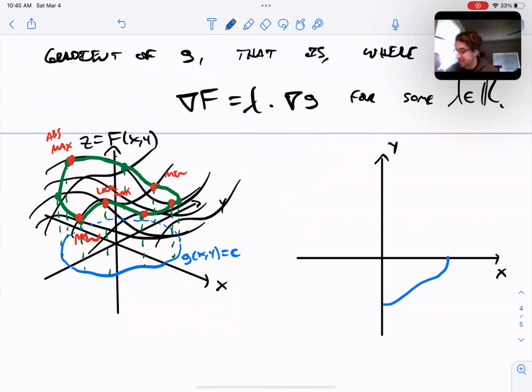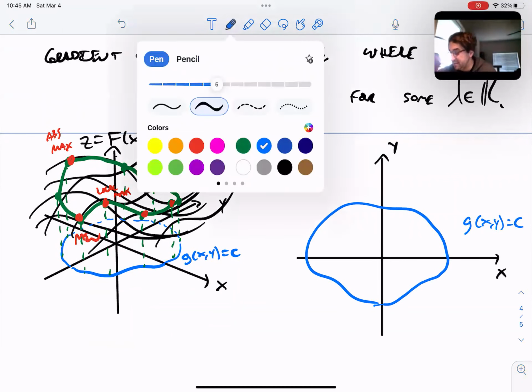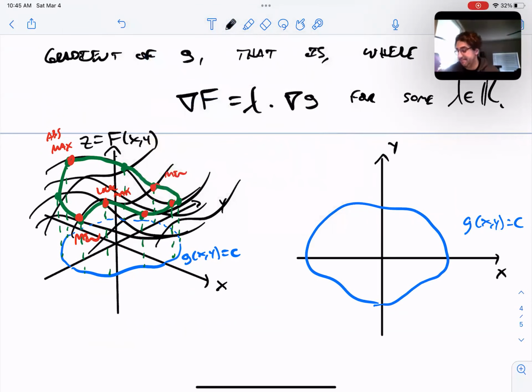draw your g of x, y. I drew something like this. So this is our g of x, y equals c, the same blue path that we have in the figure at left. Take that and then also put the level curves of the surface in this diagram.